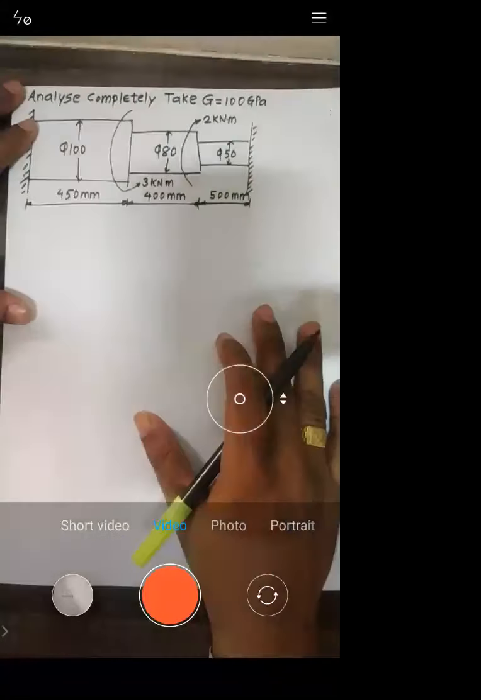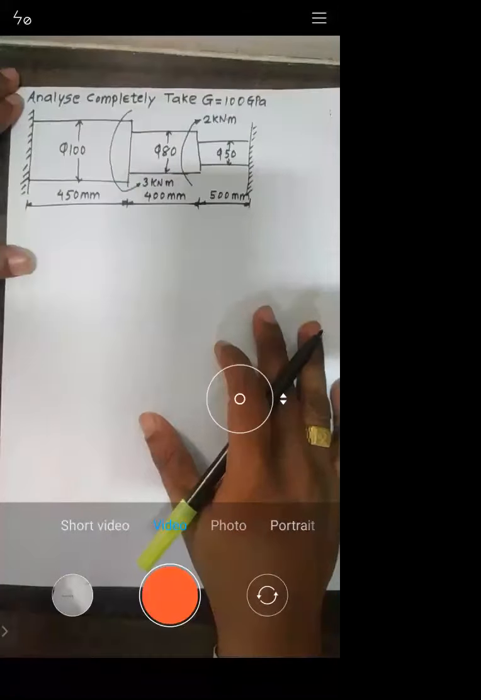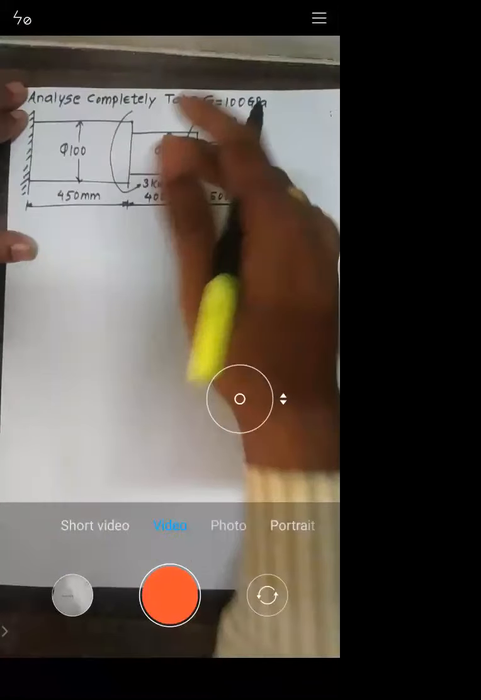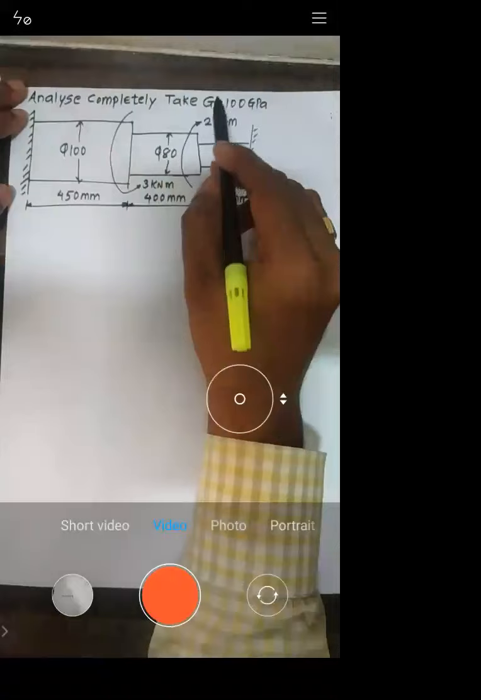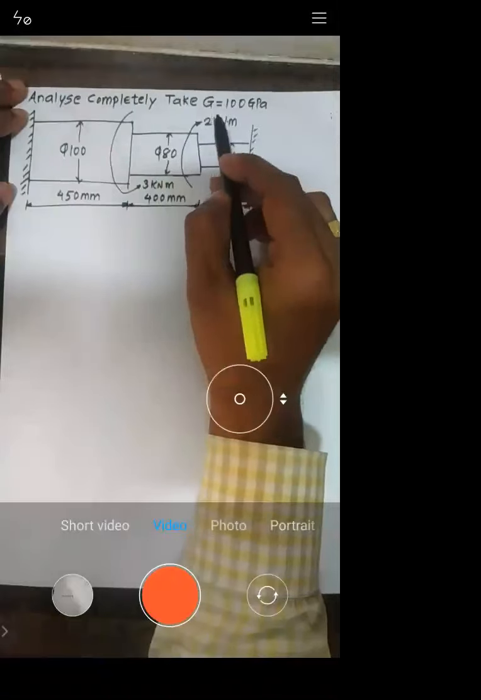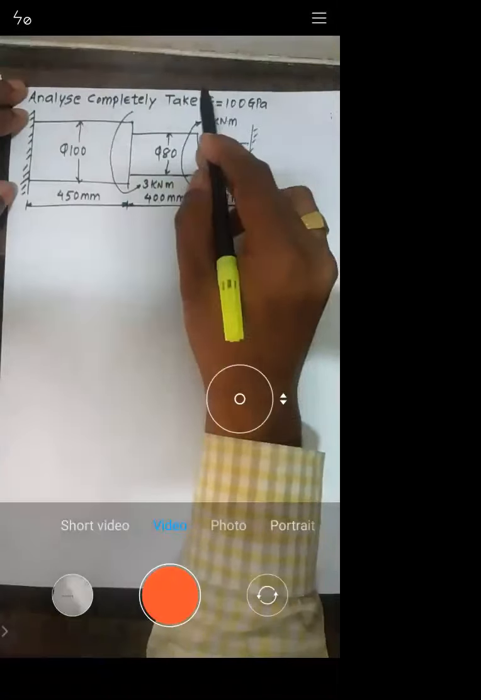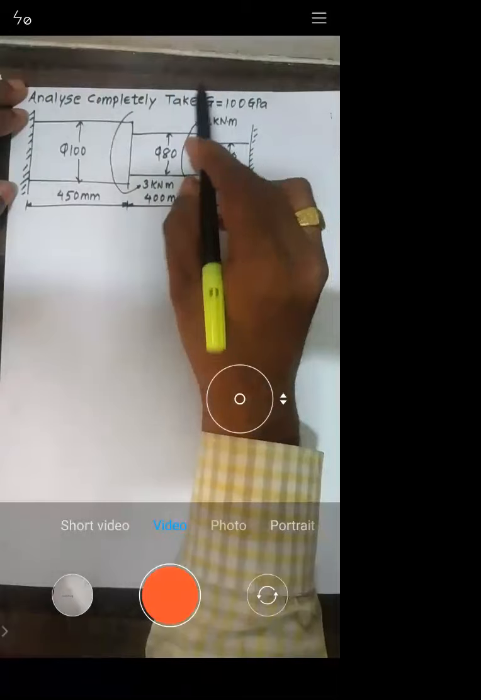So let's consider this problem. The question is given as: analyze completely, and take the value of G as 100 gigapascal. As you know, what is G? It's the modulus of rigidity, or it is also known as the shear modulus. So what have they given?